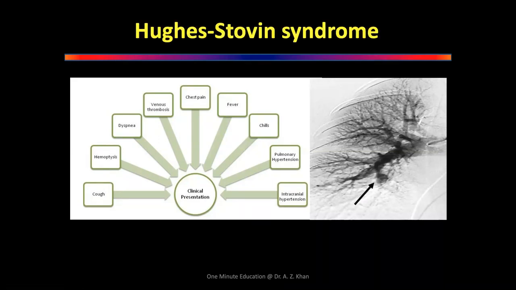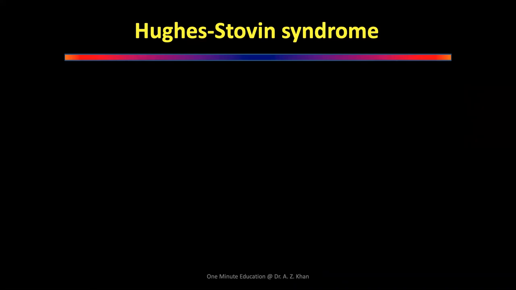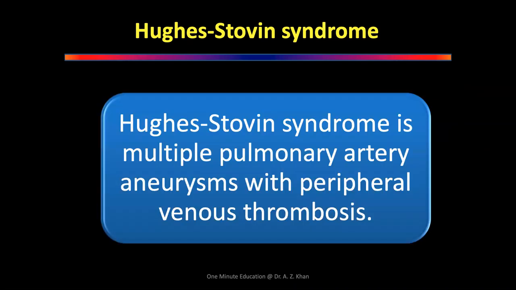Okay. It's Hughes-Stovin syndrome. Okay. Hughes-Stovin, Osler-Weber-Rendu, you must remember this. Osler-Weber-Rendu is pulmonary AVM. Multiple pulmonary artery aneurysm is Hughes-Stovin syndrome. Okay. Multiple pulmonary artery aneurysms with peripheral venous thrombosis.